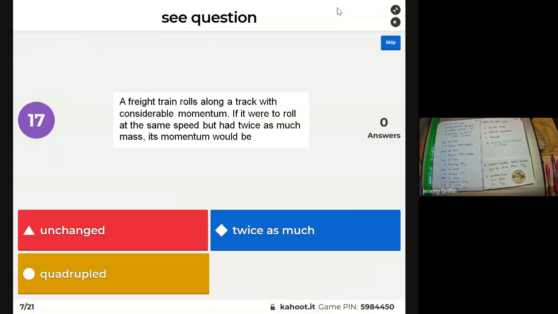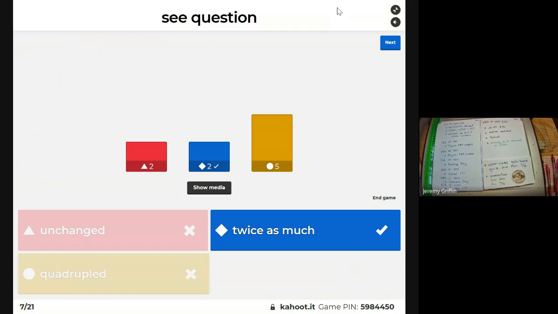Right? A freight train rolls along the track with considerable momentum. If it were to roll at the same speed but had twice as much mass, its momentum would be... Okay. Twice as much, right? Okay. Switch over. Write this down for you guys.